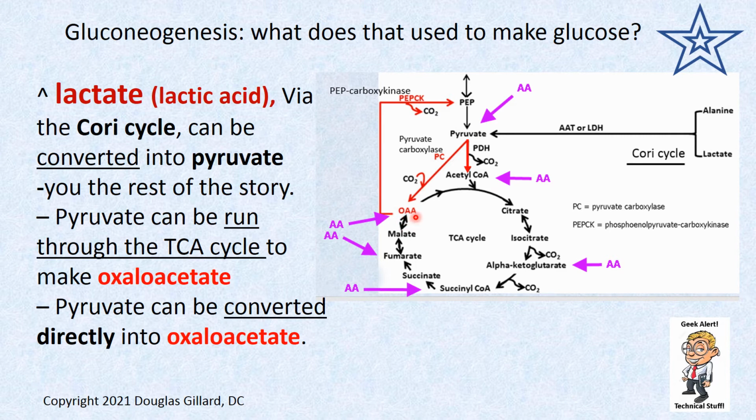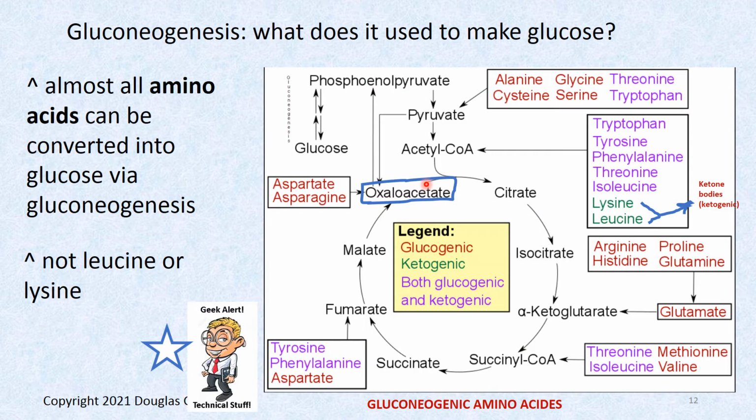And once you've got oxaloacetate, we know what we can do with that. PEP carboxykinase can convert it into PEP, and then we're off to the races, right? Running backwards through glycolysis. All right. Or did I say we can convert it directly into oxaloacetate? Yeah, by PC, pyruvate carboxylase. Definitely know these little steps right here. Oh my God, looks scary, doesn't it?